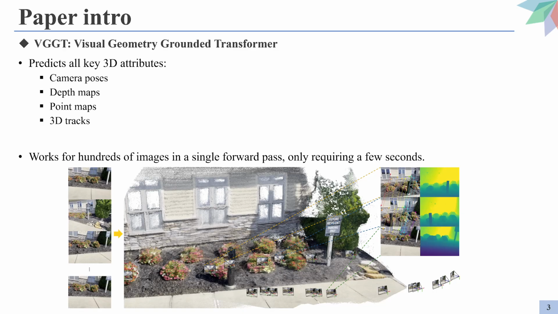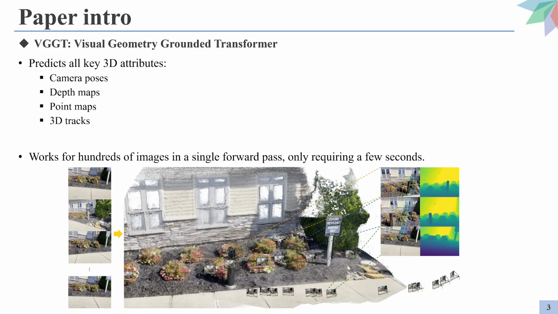Today's paper, VGGT, proposes a very simple idea. Take a large transformer and train it end-to-end to directly output all 3D scene information in one go. The model takes anywhere from one image to hundreds of images as input.